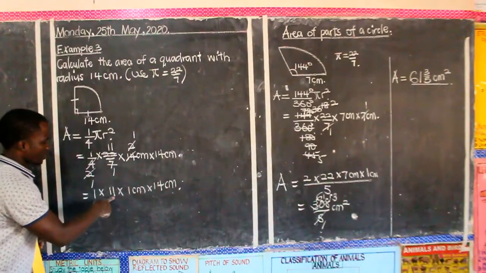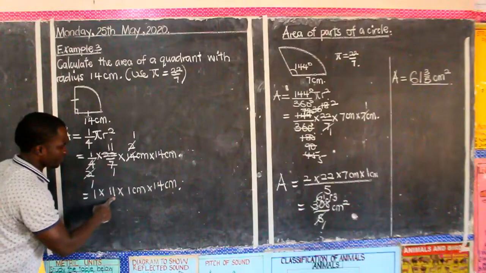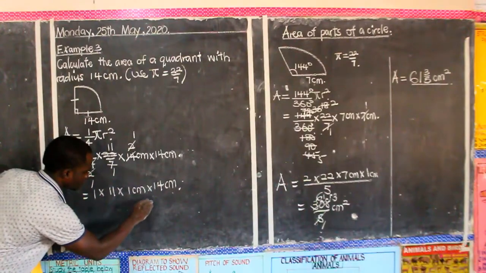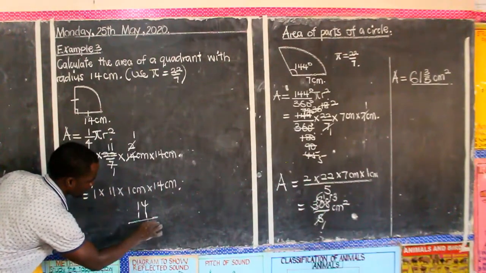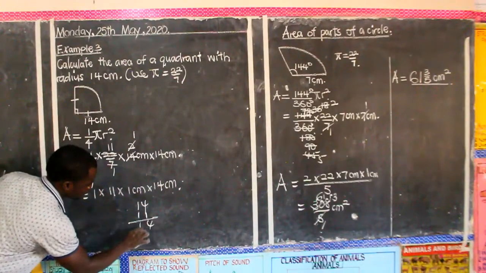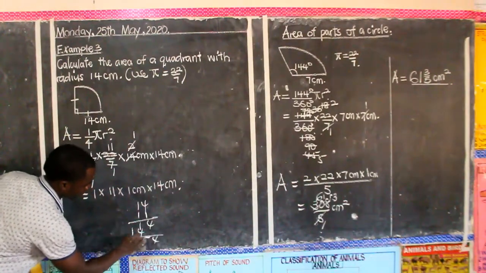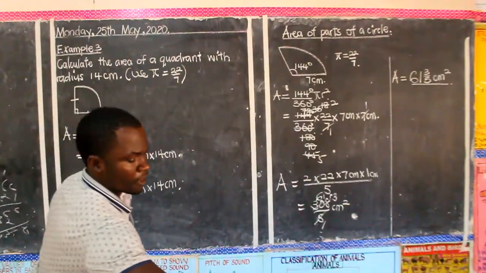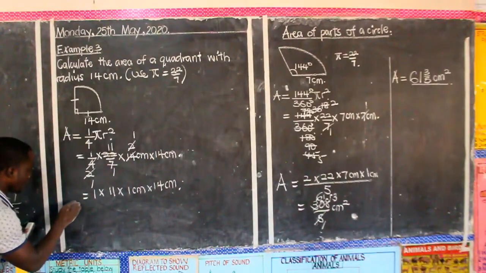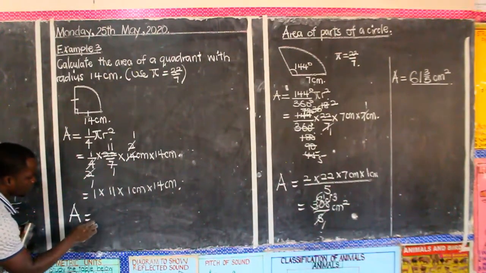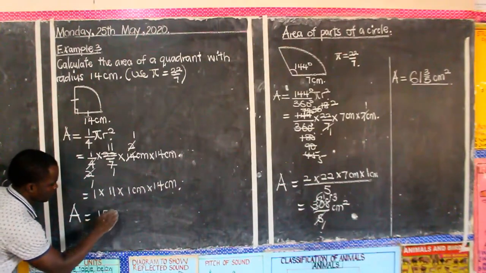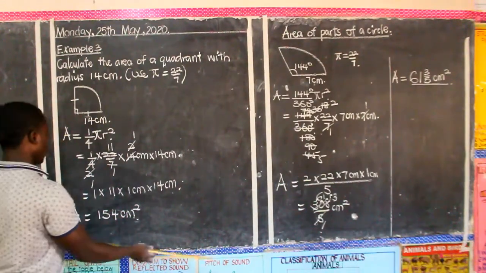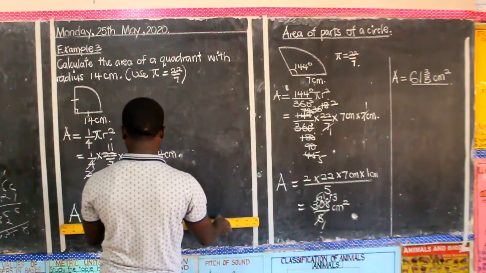Okay? Now let's multiply. 1 times 11 is 11. 11 times 1 centimeter is 11 centimeters. 11 centimeters times 14. So we shall have 14 times 11. We have here 4, this is 1. This is 4, 1, 4, 5, 1. So our area for this figure, the area of this quadrant equals 154 square centimeters.